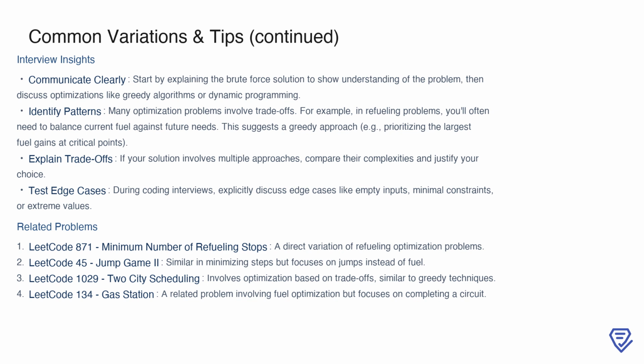Identifying patterns is another key skill. Optimization problems often involve trade-offs, and in refueling scenarios, you'll need to weigh current fuel reserves against future needs. This naturally lends itself to a greedy approach, where you prioritize the largest fuel gains at critical moments. It's also valuable to explain the trade-offs involved in your solution. For instance, if you're choosing between multiple approaches, compare their time and space complexities, and justify why your choice is the most efficient for the given constraints.